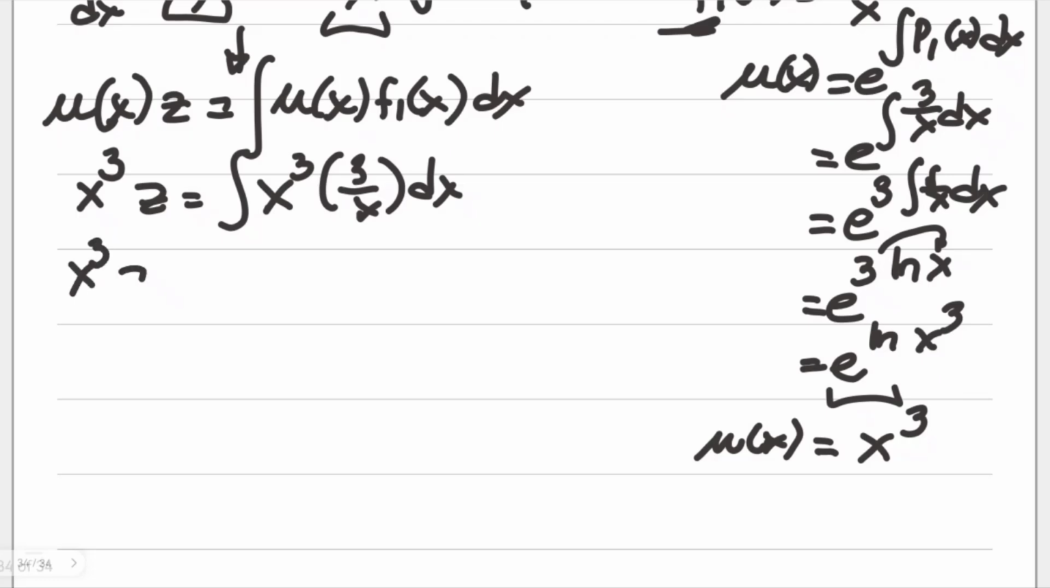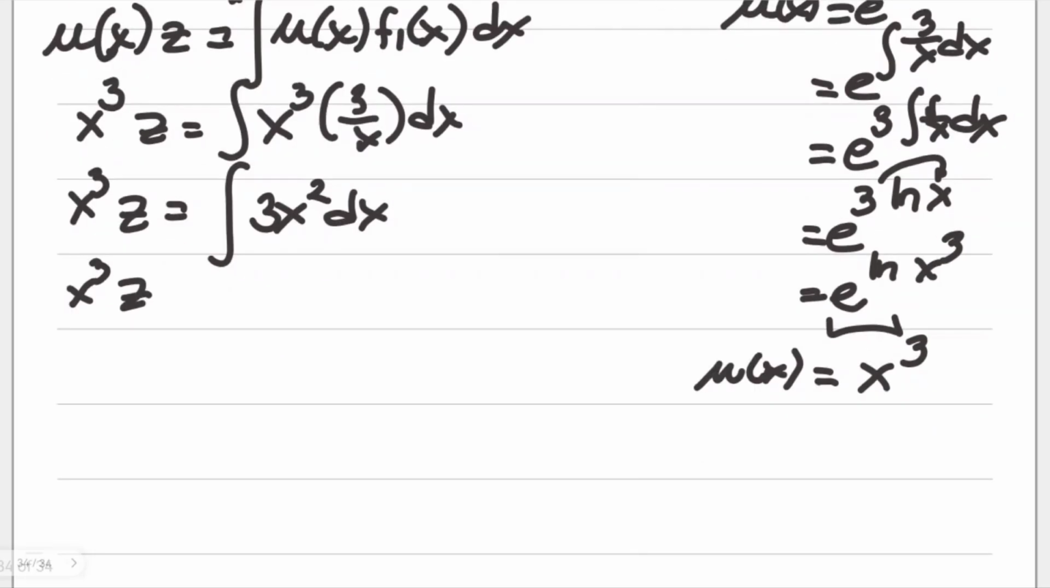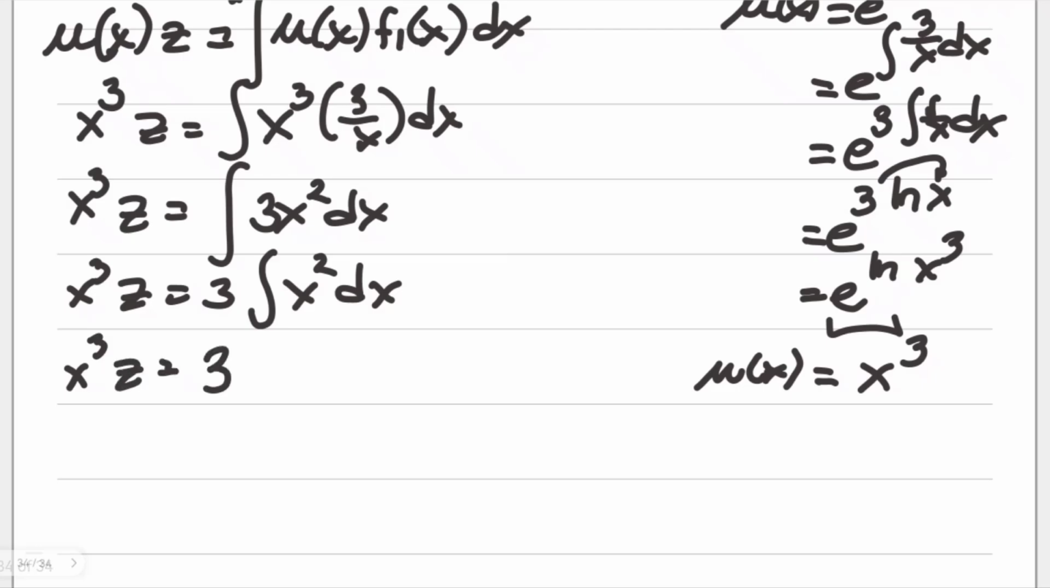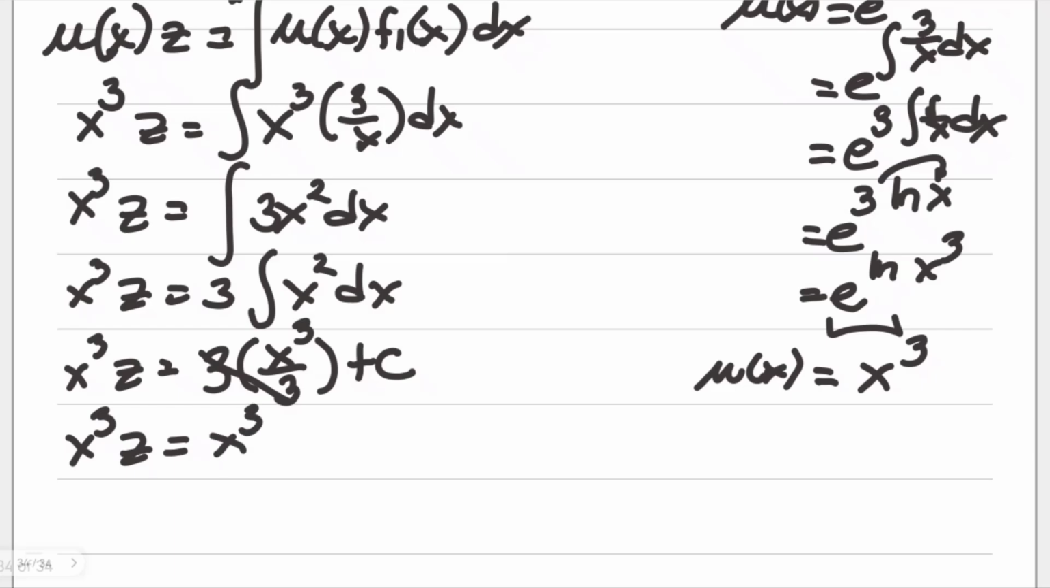You have x cubed z is equal to the integral of 3x squared dx. Okay? So x cubed z is equal to, we'll have the factor 3 x squared dx. So x cubed z is equal to 3 times, you will have x cubed over 3, if I'm correct. Then you have here plus c. You can cancel that. So x cubed z is equal to x cubed plus c.